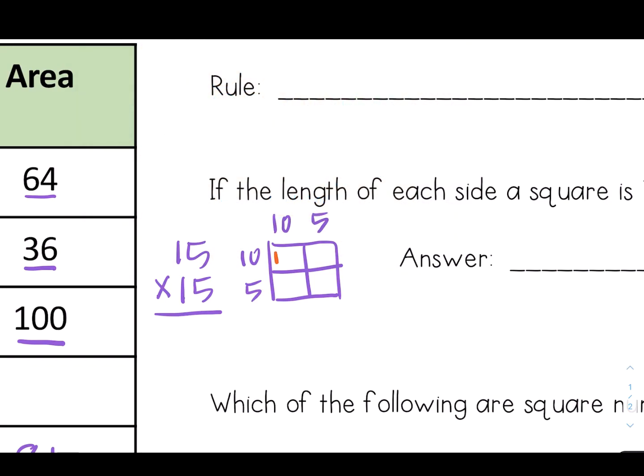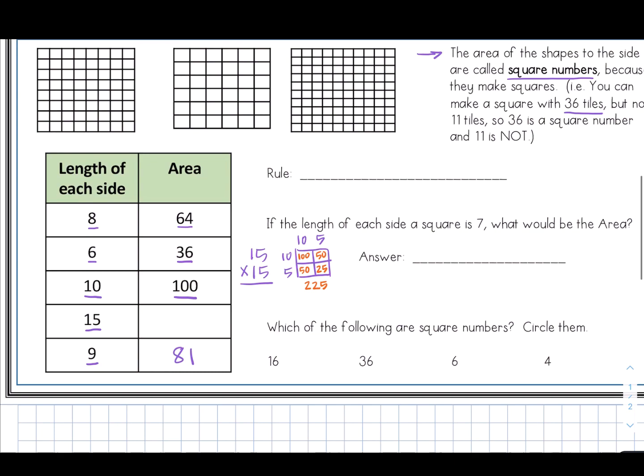So 10 times 10 is 100, right? 10 times 5, 50. 10 times 5, 50. And then 5 times 5, 25. So either of those strategies. Now, if the partial products is easier for you, you can add up those partial products inside. 100, 50 and 50 is another 100. That's 200 plus 25. Okay, so if that's a faster way, 225. So that's how you would fill out that table.